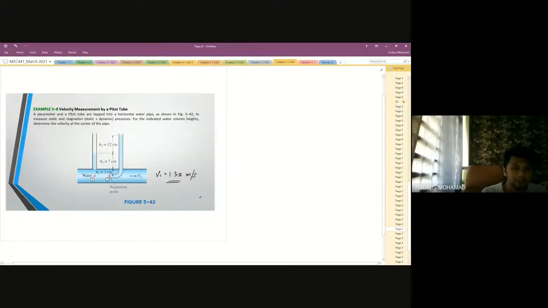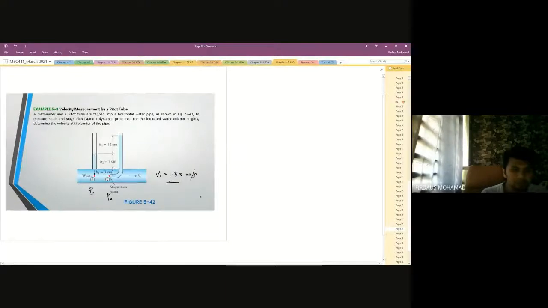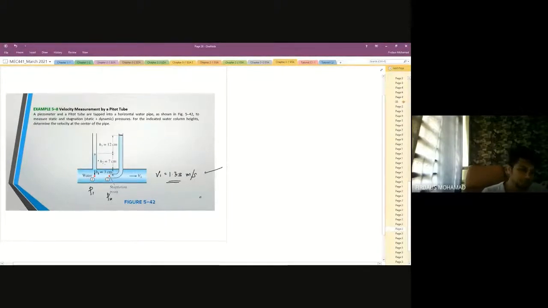So macam mana dapat P1? Macam mana dapat P2? Rho gh. Rho gh berdasarkan apa ni? Water level ni kan. P1 ni ni. Point 2 pun sampai level ni. Stagnation pressure. Boleh? So P1 equal to rho g h1 campur h2. P2 equal to rho g h1 campur h2 campur h3. Betul? Betul. Okay. So dapat pressure, dapatlah V1 based on Bernoulli equation. Ada soalan?